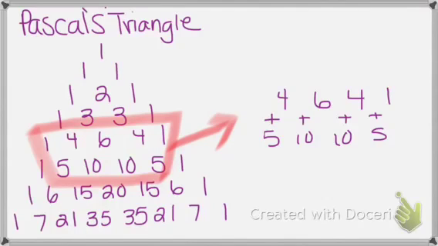Again, a reminder how I came up with these numbers: let's back up a little bit. 4 plus 1 is 5. 4 plus 6 is 10. 6 plus 4 is 10. And 4 plus 1 is 5. So that's just kind of an example.